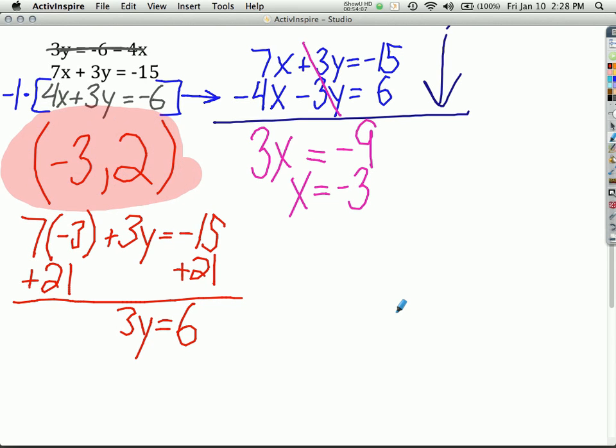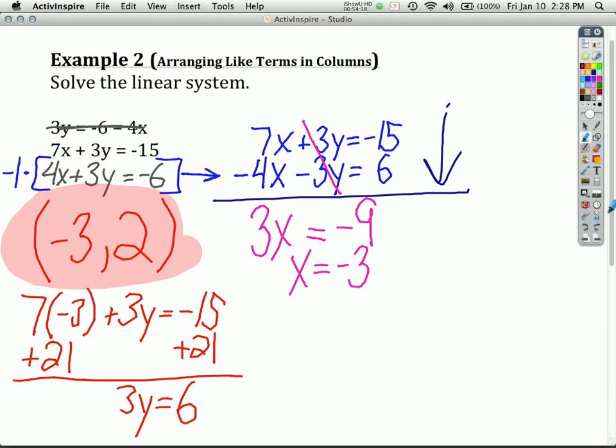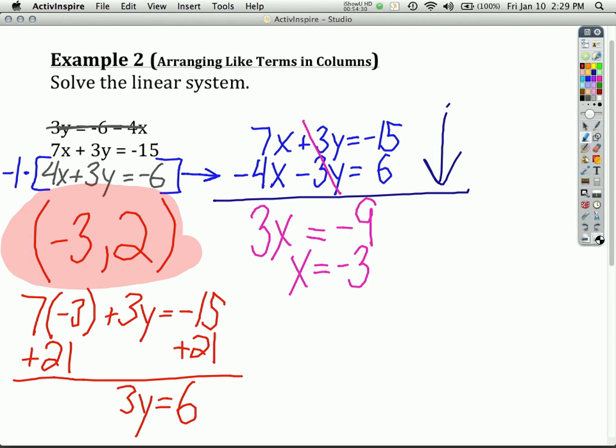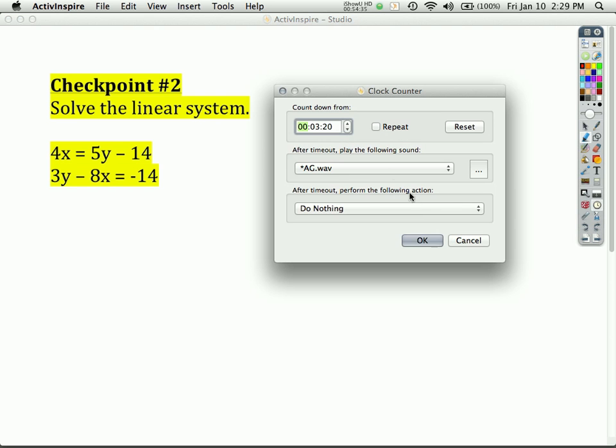Does anyone have any questions on how we did that? So the new part for this example was that the equations were not lined up. Everything else was something we did in the previous few examples. That was the only thing new. Does anyone have any questions about that? All right, checkpoint number 2. Let's see how you do with this. You got 3.5 minutes.